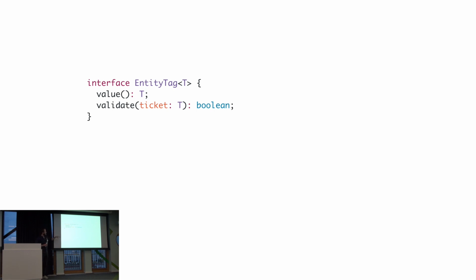Here we have an interface entity tag, which has a value method again, which just returns some token. We don't care what it is. It's just some opaque token, and then we have a validate method that we can pass the token into, and when the token is still valid, it would return true, otherwise false. Right? So we have a mechanism to validate the freshness of something that we have a token for.